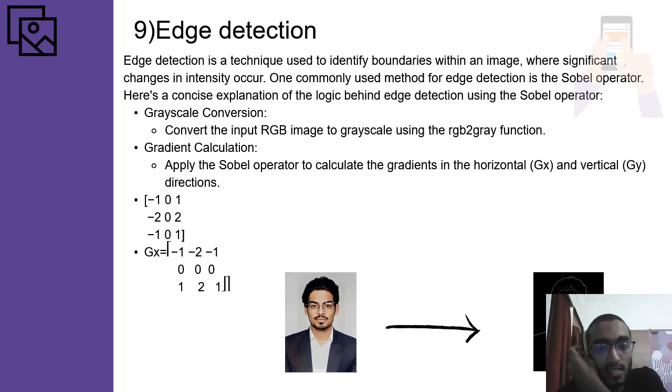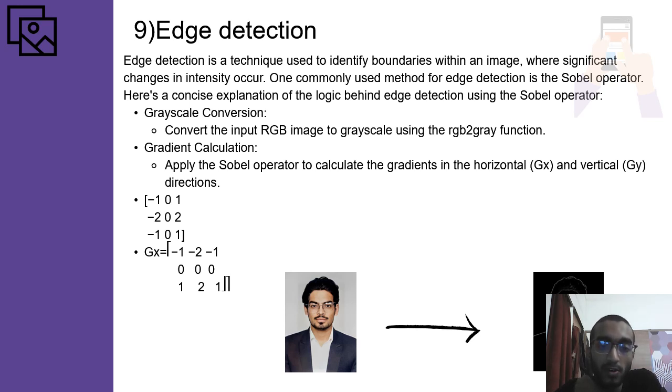In grayscale conversion, we convert an input RGB image to grayscale using the rgb2gray function. This step simplifies the image to a single channel representing intensity. In gradient calculation, we apply the Sobel operator to calculate the gradient in both the horizontal and vertical directions.